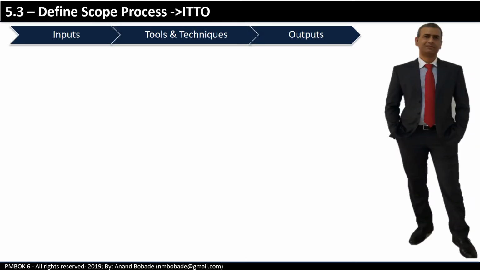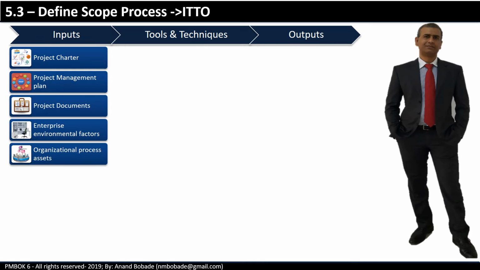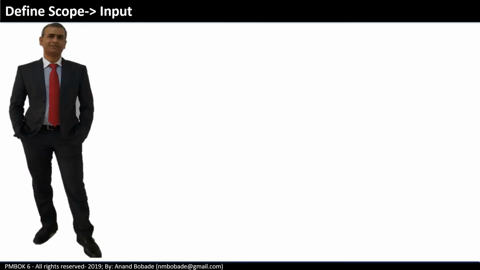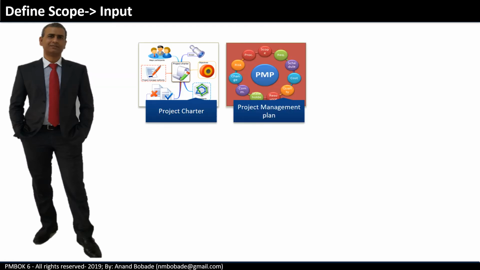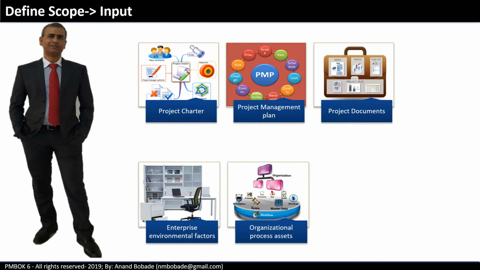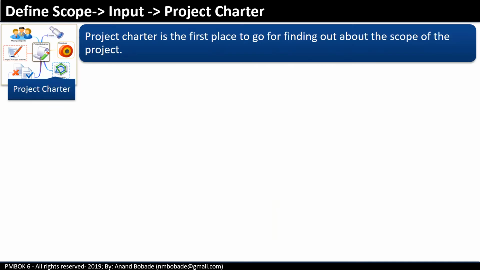Let's take a look at inputs, tools and techniques, and outputs. Inputs are project charter, project management plan, project documents, enterprise environmental factors, and organizational process assets.